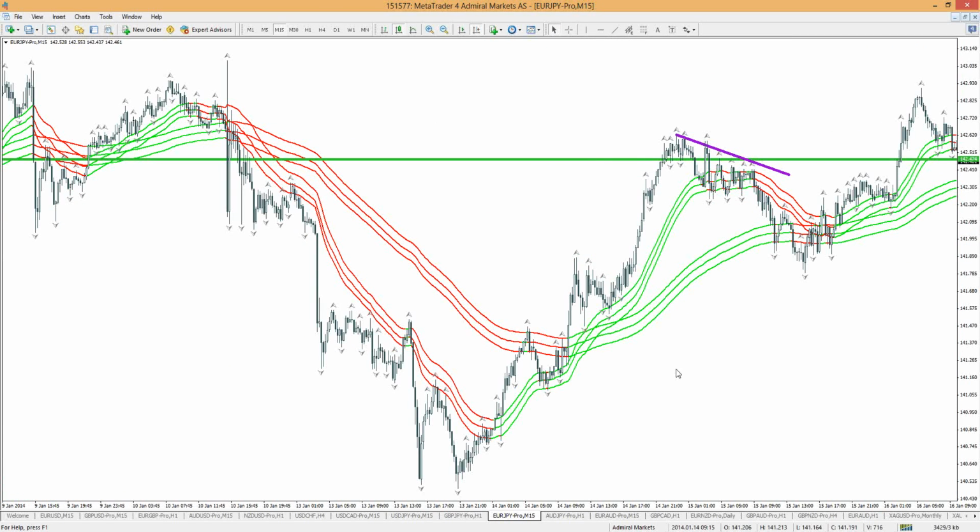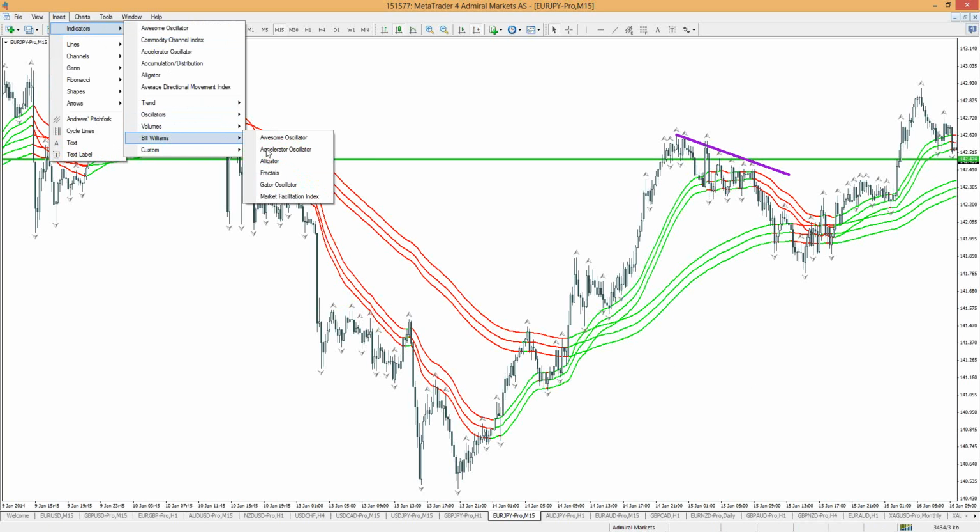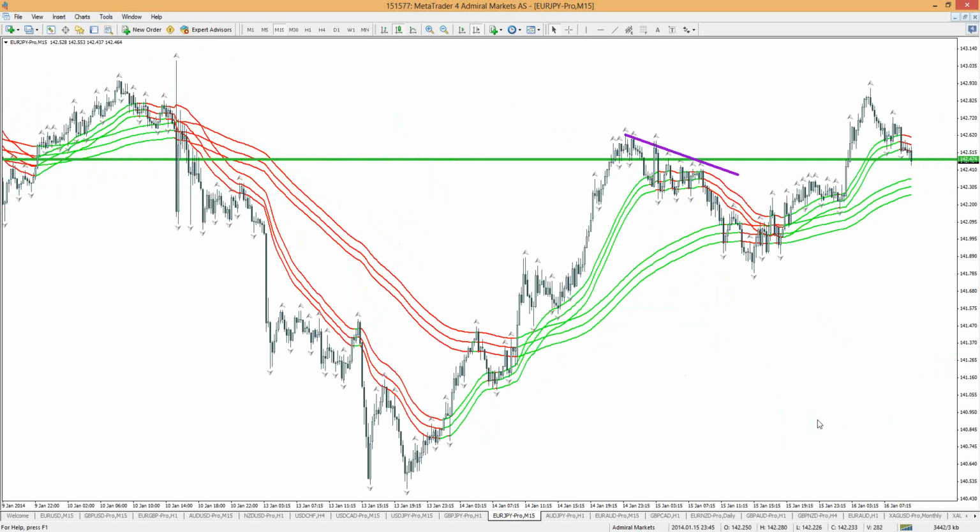Maybe the euro yen. A fractal, Mason, is you see these arrows here? So that's the fractal. You can add it to your own chart by going to Insert, Indicators, Bill Williams, Fractals. And a fractal is support and resistance. It's a support and resistance that is plotted on all charts. And it's plotted as soon as one candle low is lower than two candles to the left and two candles to the right, or if one candle high is higher than two candles to the left and two candles to the right.